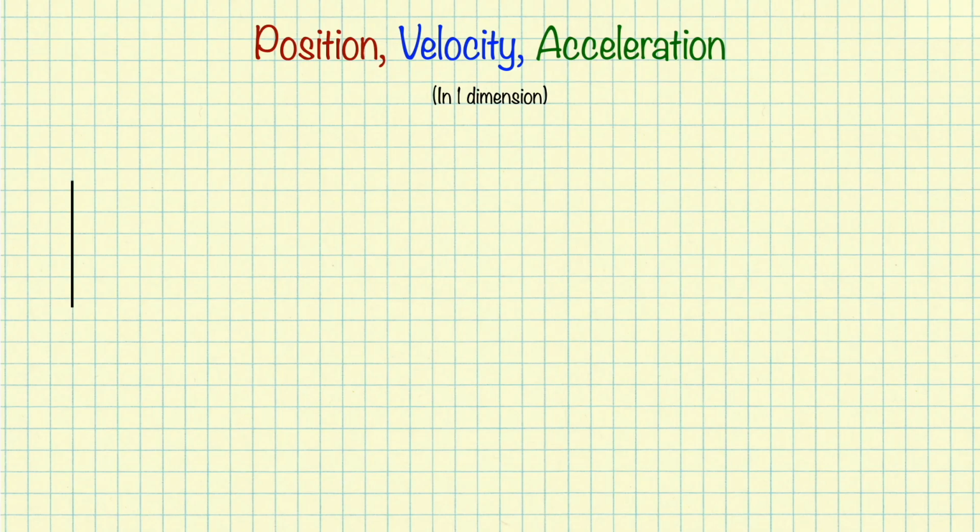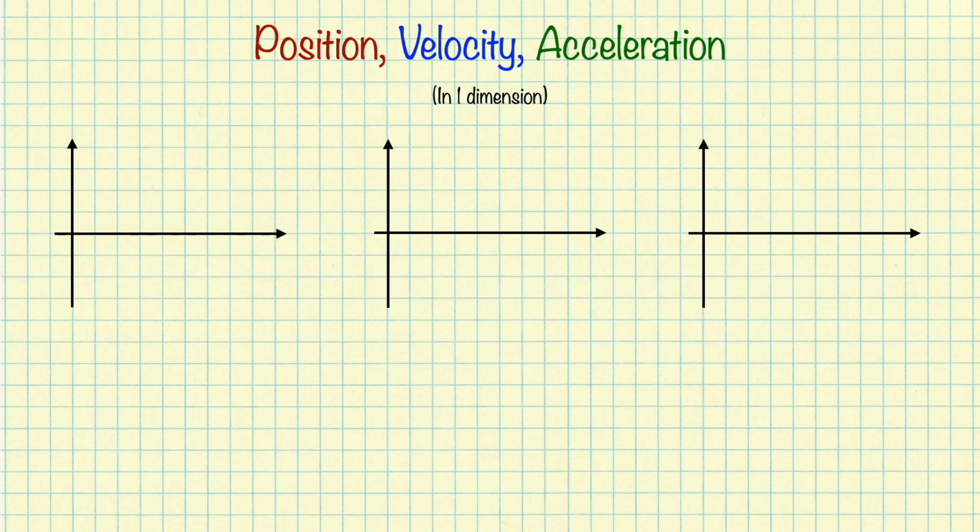First, I'm going to draw 3 separate plots. And on the horizontal axis, I'm going to put time for all 3 plots. On the vertical axis, I'm going to put position, velocity, and acceleration. And since we're only doing this in one dimension, let's just say I'm plotting the x position, or the horizontal position. Now, let's say that the position graph versus time looks something like this.